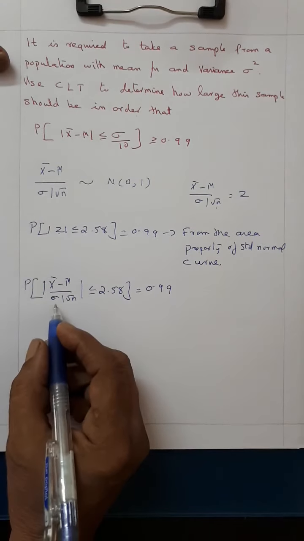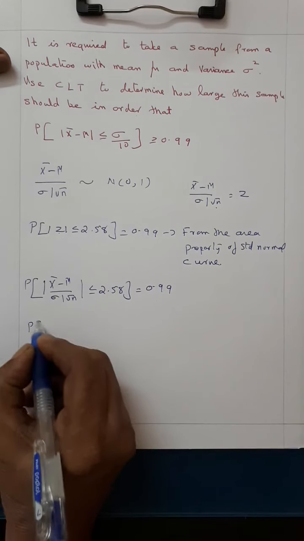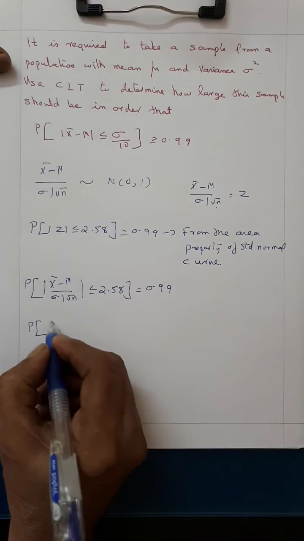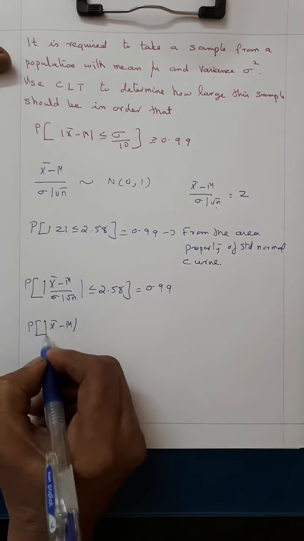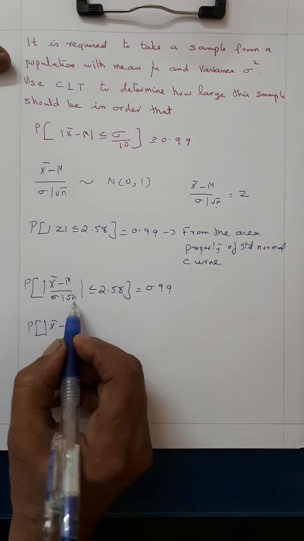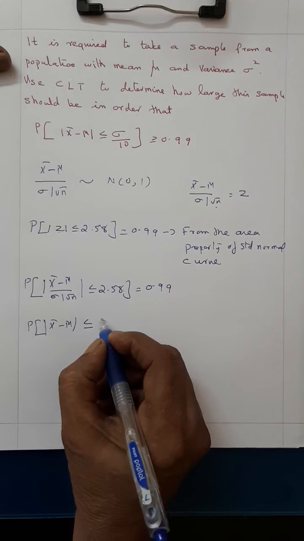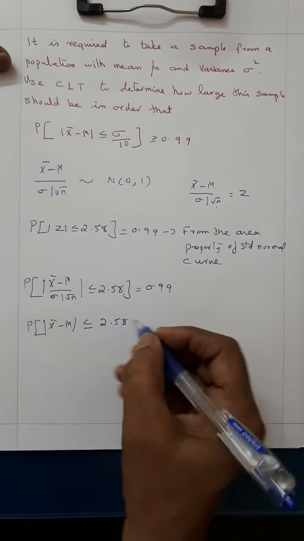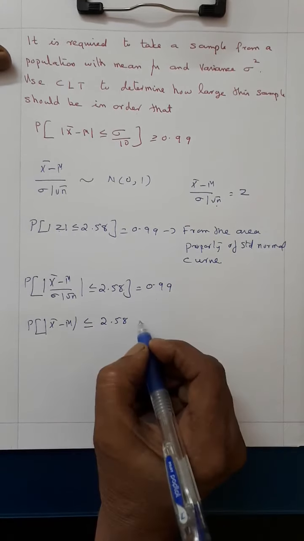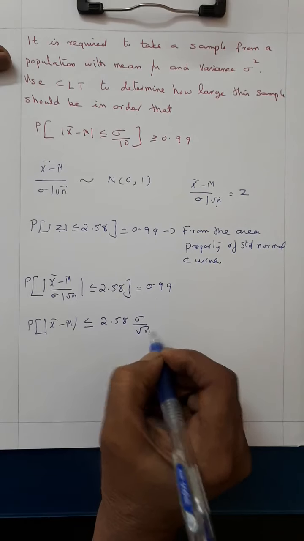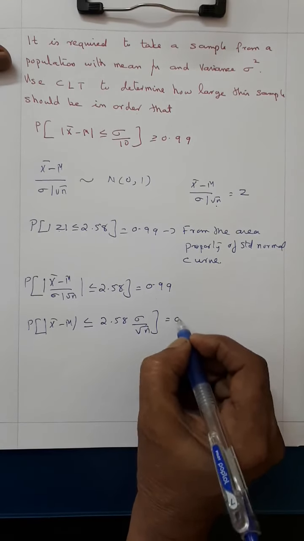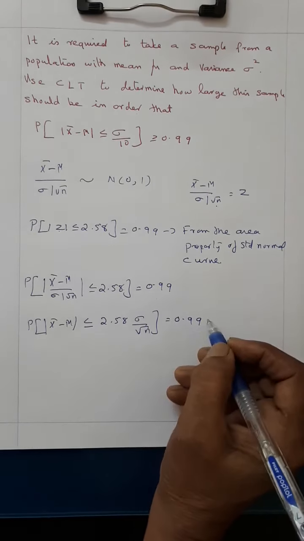Then let us again rewrite this. P of mod x bar minus mu, taking this sigma by root n to this side, less than or equal to 2.58 into sigma by root n, is equal to 0.99.